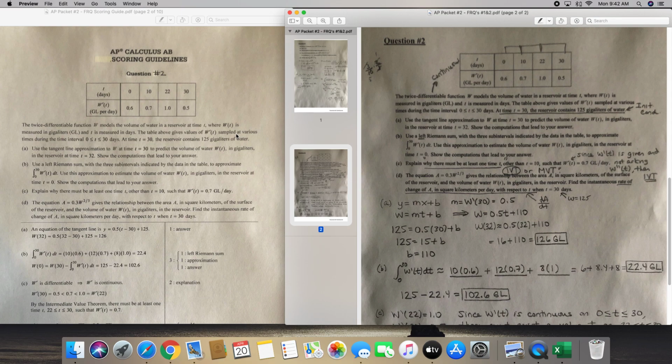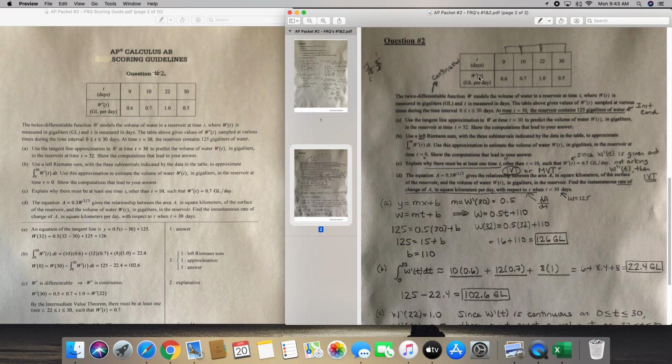From 0 to 30. At T equals 30, the reservoir contains 125 gigaliters of water. All right, let's go over a couple different things, folks. First thing is that this last sentence is the initial condition, so we're going to have to somehow use that in our problem.